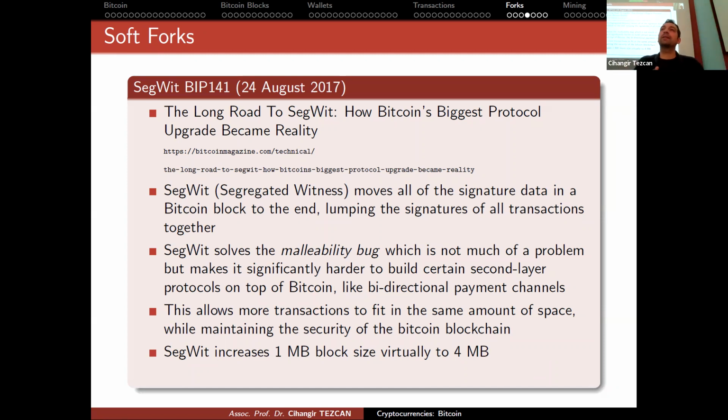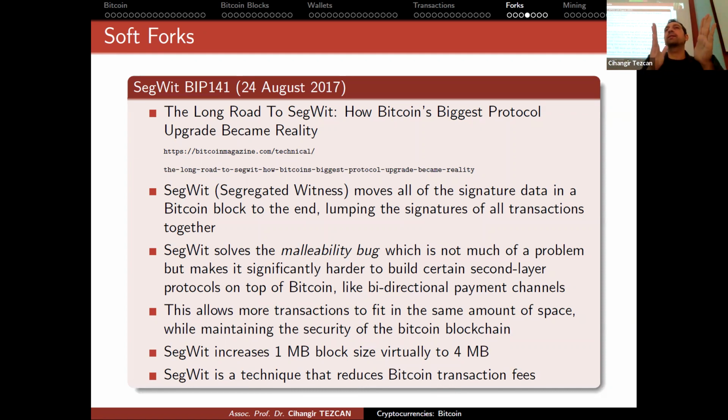So they're actually doing a trick here. But this is a very clever trick so that we avoid a hard fork and solve it in a soft fork. This is very, very important. This is why it actually became reality, because it was very hard to increase this 1 megabyte to 4 megabytes without the hard fork. And this is why they did a very good job. So SegWit is a technique that reduces Bitcoin transaction fees, because since you remove the signature, your transaction size becomes smaller. So this way you actually pay less fees.